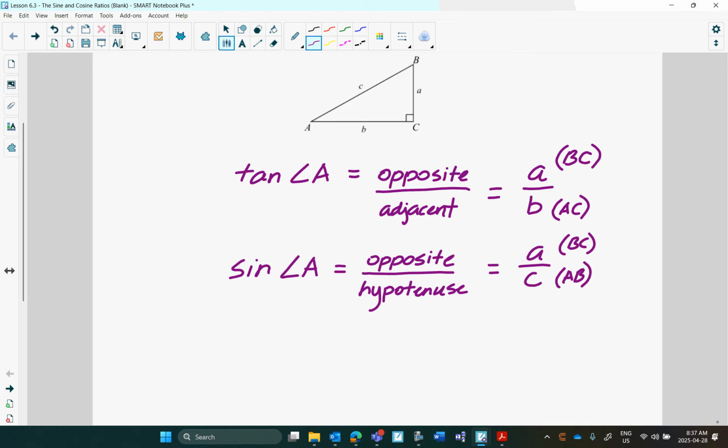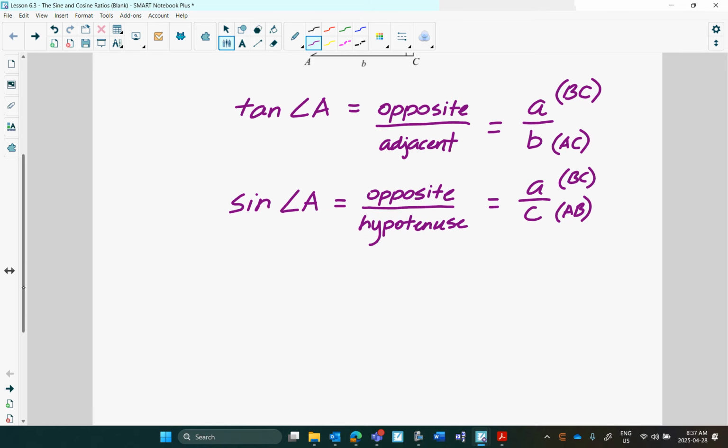Sometimes neither of these will work, so we need a third one to sort of cover all our bases. And that's something called the cosine, but we just abbreviate it COS, or cos, of angle A. Well, this ratio is going to be the side adjacent to angle A over the length of the hypotenuse. So you see there are three different ratios.